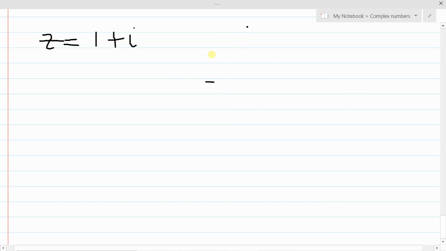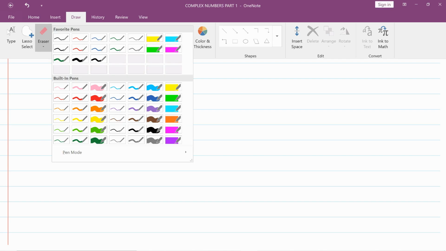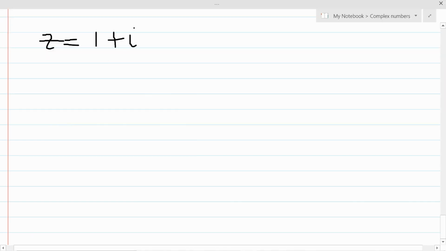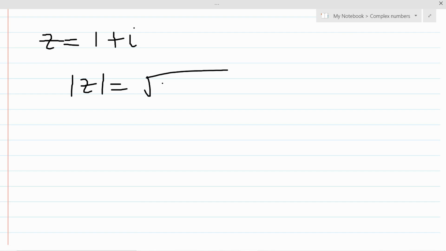Now with this complex number, let's try to find the angle and the modulus, or the length. The length or the modulus of this complex number is always equal to what? Square root of 1 squared plus another 1 squared, and this will be equal to the square root of 2.